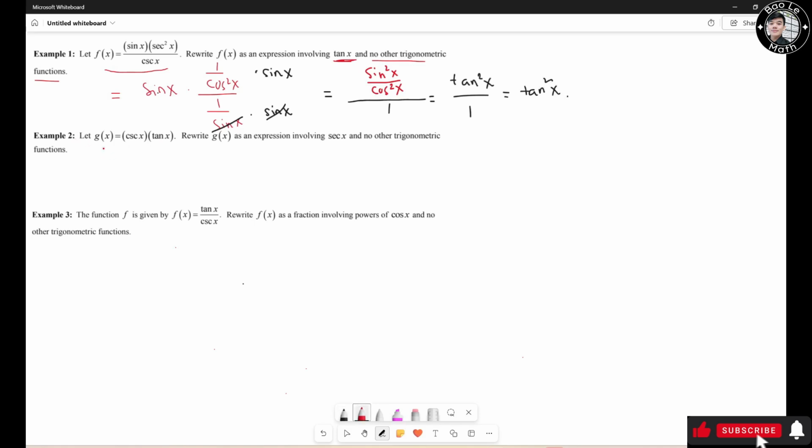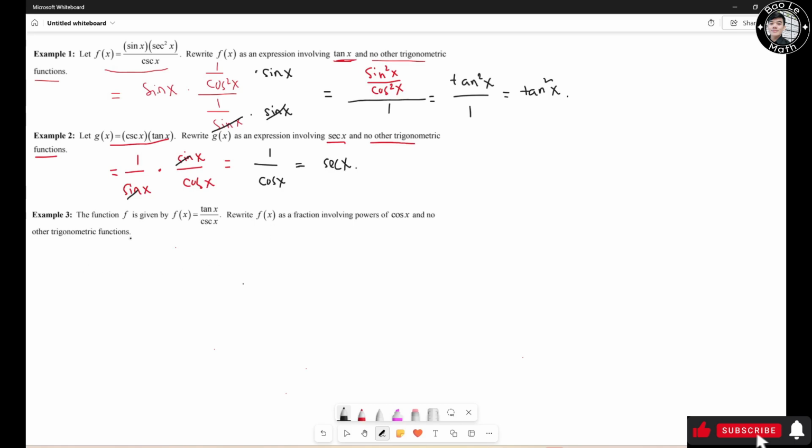Now let's move on to example number 2. We need to express this one in terms of secant s with no other trigonometric function, right? So this turns out to be 1 over sine s, because cosecant s is 1 over sine s, times tangent s, which is sine s over cosine s, right? Now this one cancels out, so it turns out to be 1 over cosine s. But 1 over cosine s is going to be secant s, right?